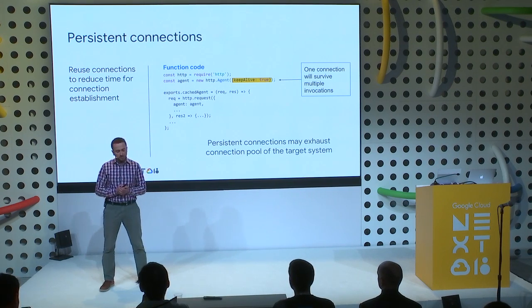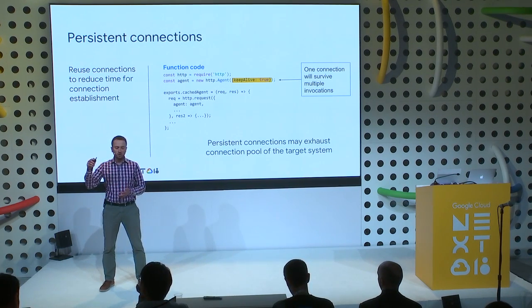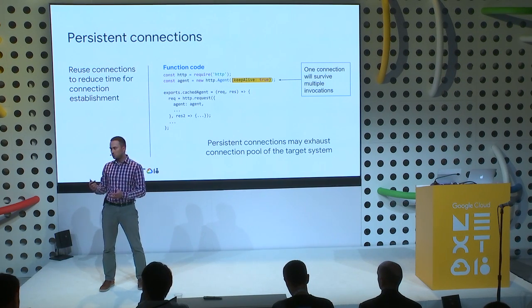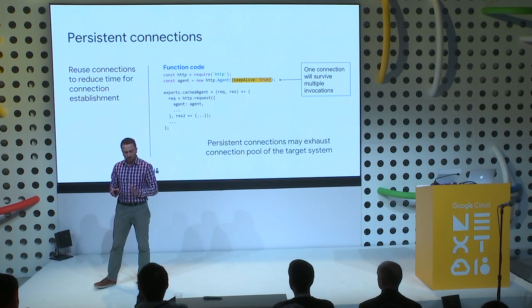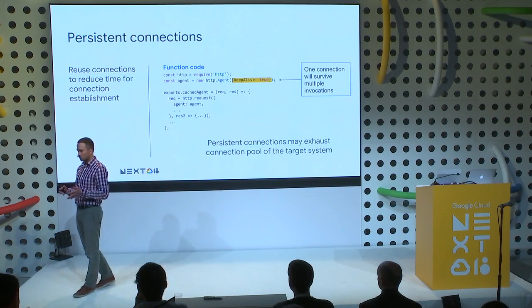A small caveat here is that you have to be careful with the target system that you are connecting to, because it may have a limit on the number of connections that it can handle. And if you use persistent connections, any instance of the function that is out there serving will maintain the connection, so it may exhaust the connection pool of the target system.